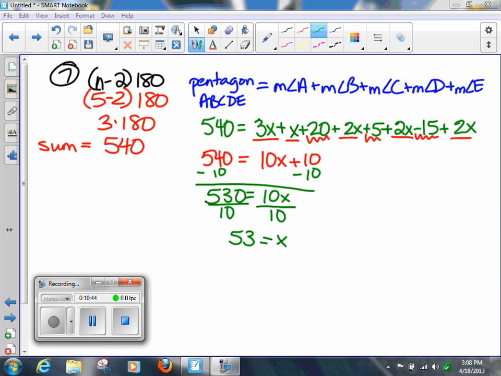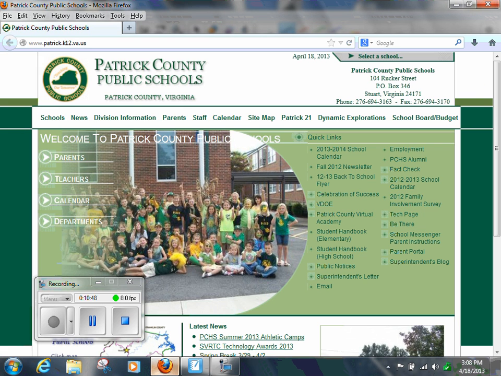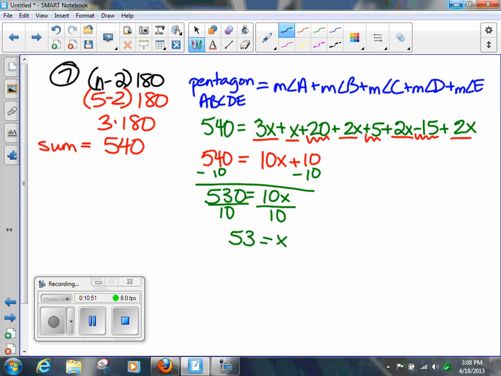All right, now here's the thing. If you remember what just happened, here's an angle 3x. Here's an angle x plus 20, 2x plus 5, 2x minus 15, and then 2x. Those are our 5 angles that Lauren called off for me, right? What am I going to do with 53? I'll go back and plug it in. You guys have your picture in your book to look at.